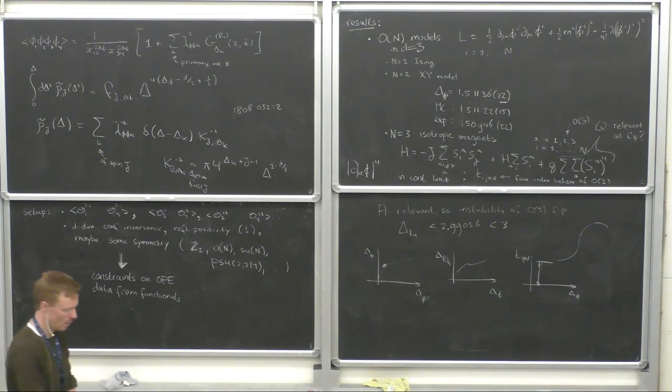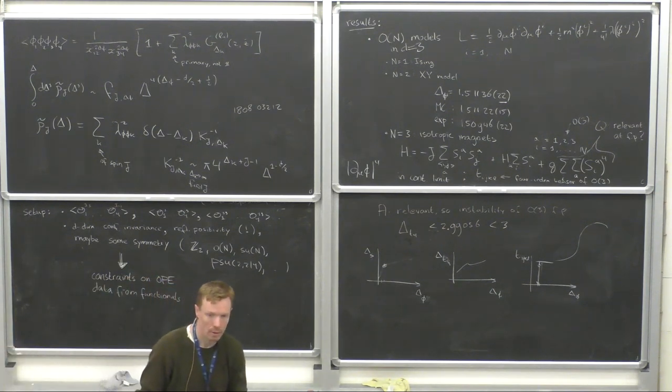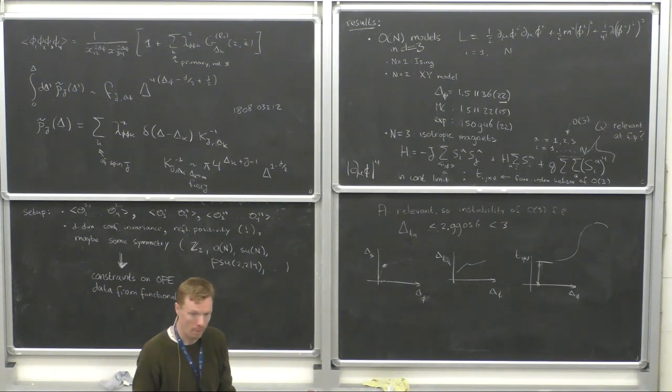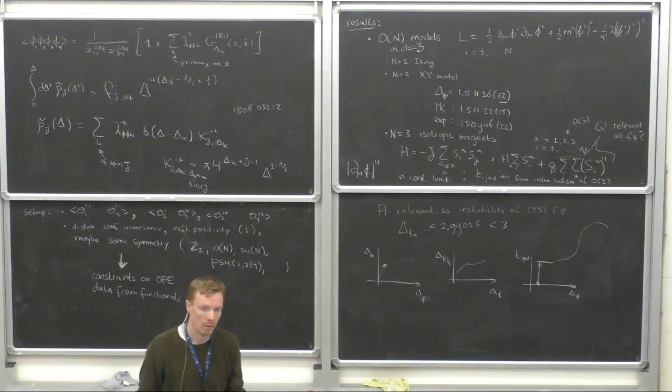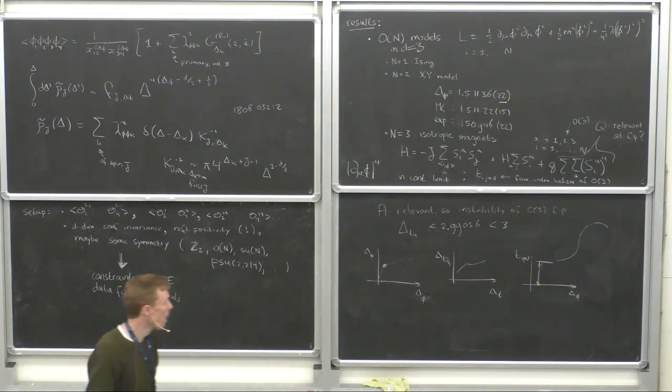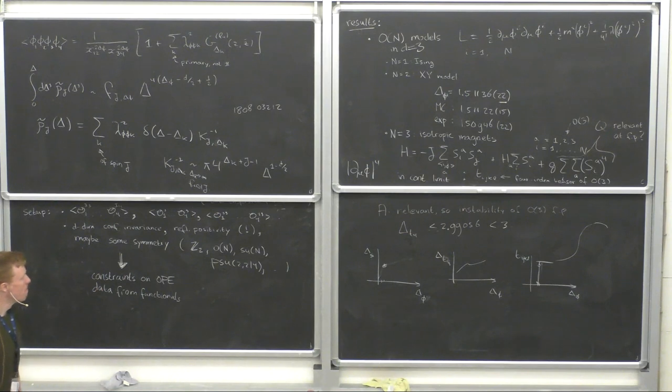If it's irrelevant, as you say, what is the equilibrium point in the flow diagram? Do we know where the equilibrium point is, and what is this equilibrium point?